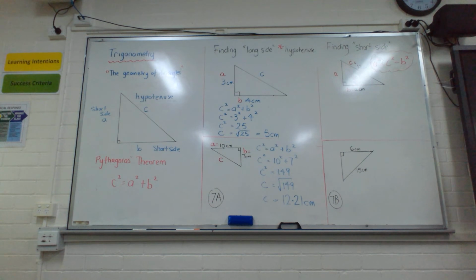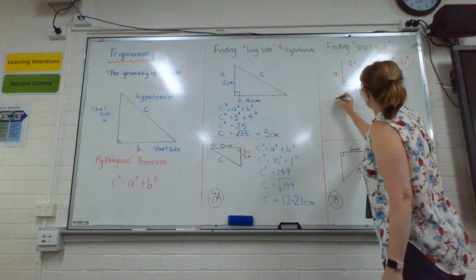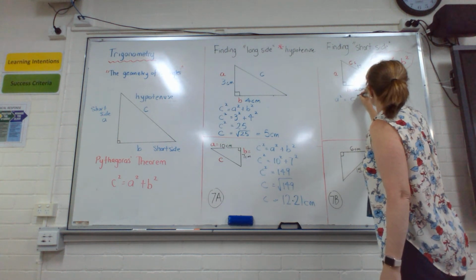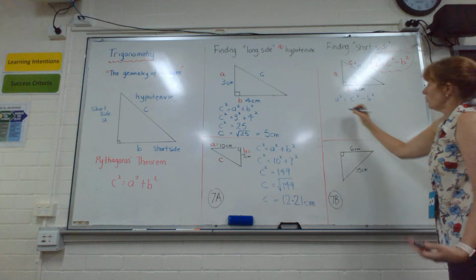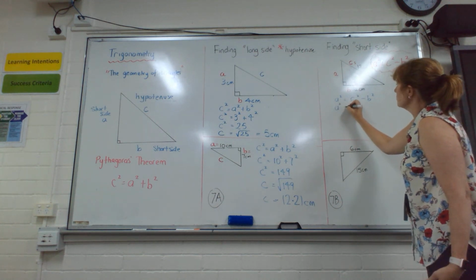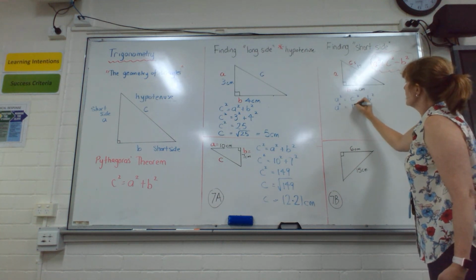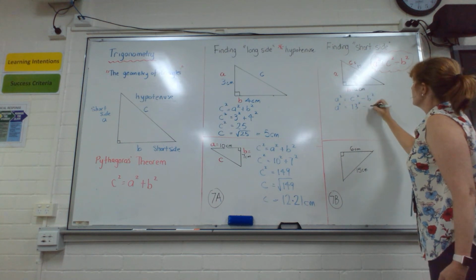We're going to do this just the way we did the last one. We're going to start with our hypotenuse. We've got A squared equals C squared minus B squared. So let's put in what we know. We don't know what A is yet. We're still looking for that. C is 13. B is 12.